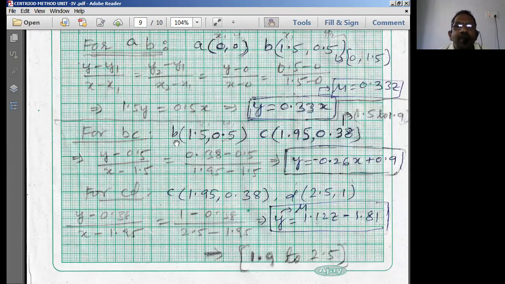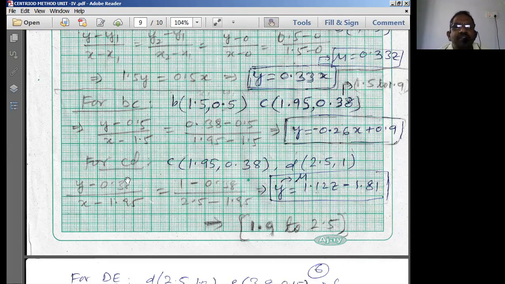Then for BC, point B is 1.50, and point C is 1.95, 0.38. Same formula we use: y minus y1 by x minus x1 is equal to y2 minus y1 by x2 minus x1. Using the same formula, we can write y is equal to minus 0.26x plus 0.9.